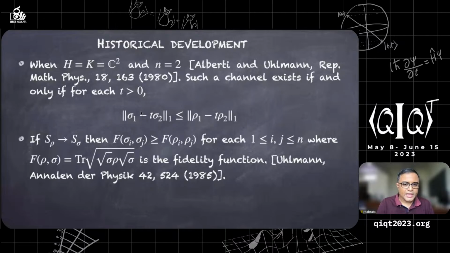In fact, later Uhlmann came up with a much more general structure in which he showed that if you increase the number of inputs, rho1, rho2, up to rho-n, and outputs sigma1, sigma2, up to sigma-n, with the same condition that rho i goes to sigma i, then a fidelity inequality holds if there is a transformation. So what we write is that the set of all rhos is transferred to the set of all sigmas.